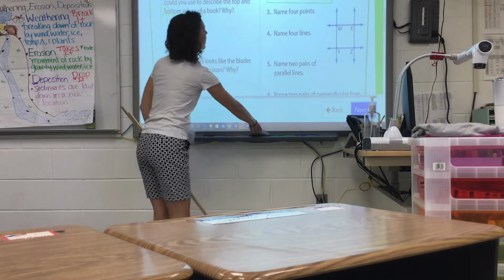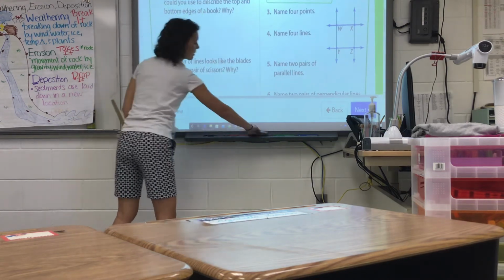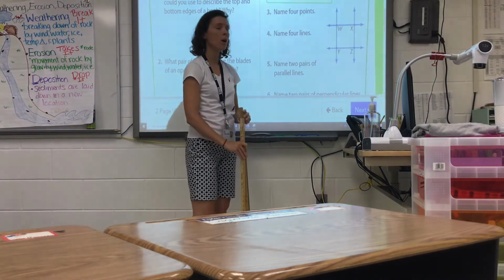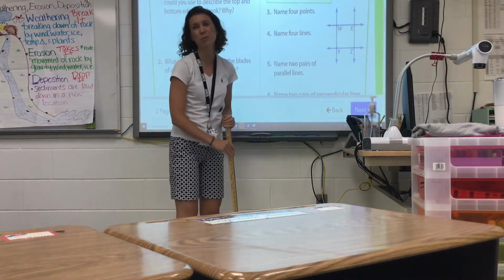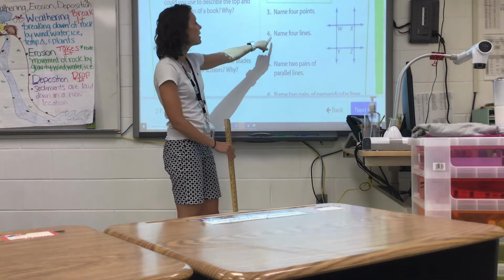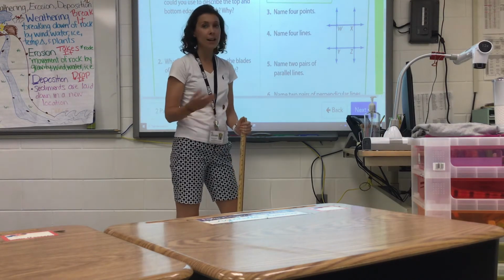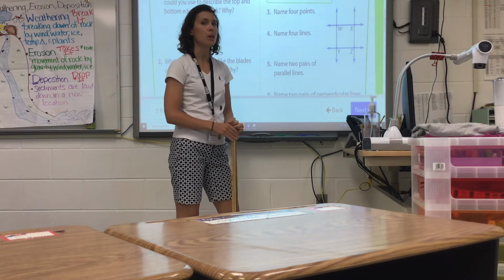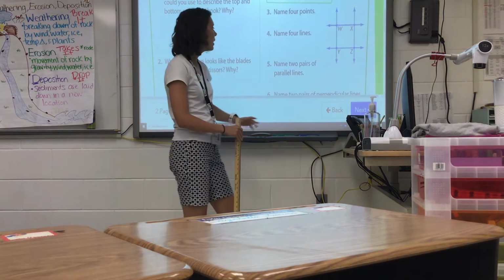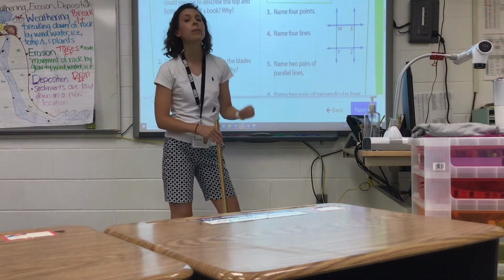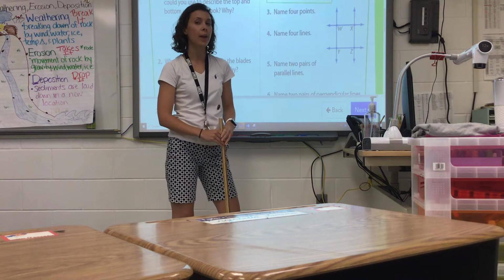Okay, so it asks us to find 4 points. So we know what points are, so we're going to just go ahead and skip that because we're focused on lines today. And then it says name 4 lines. So it doesn't say what kind of lines, it just asks you to find 4 lines. So really anything here would work. And then name 2 pairs of parallel lines. Let's go ahead and focus on that.